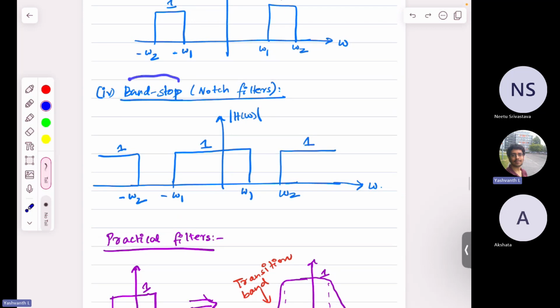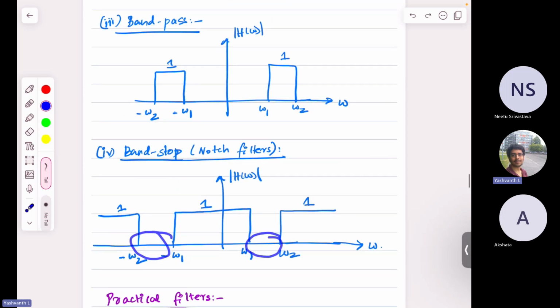Similarly, there's something called a band stop filter, which is also called the notch filter. What it does is it will allow all frequencies to pass through the system except a particular band. It's exactly the complement of your band pass. Band pass only passes a particular band, but band stop will only reject a particular band. Every other frequency component will be passed to the output. That is called a band stop filter.